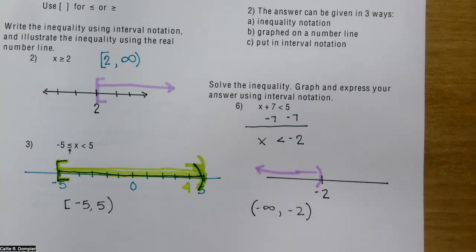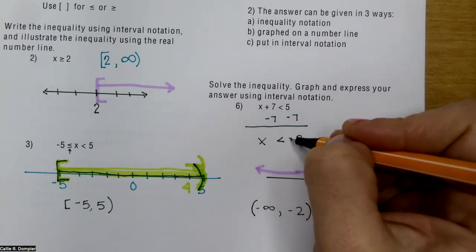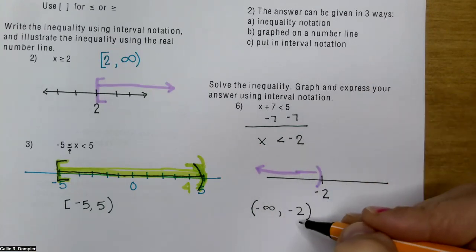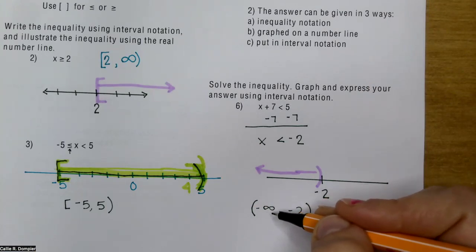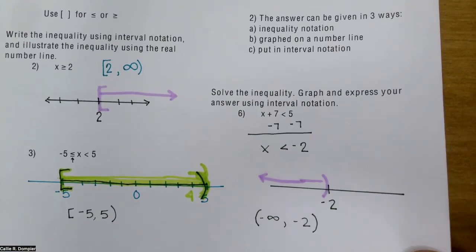So that's interval notation. x is less than -2. x goes from negative infinity to -2.